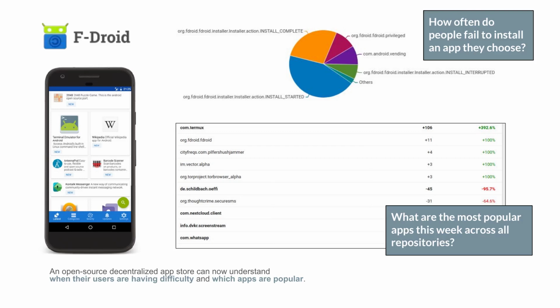But if you go to the F-Droid blog, there's a post on Clean Insights, and the idea was we wanted to understand how often people fail to install an app they choose, and what the most popular apps are this week across all repositories. That felt like something they were comfortable using Clean Insights to measure as people opted in, and people would be excited maybe to share that. And so those are the kinds of insights that we feel are clean, that we're able to generate there.